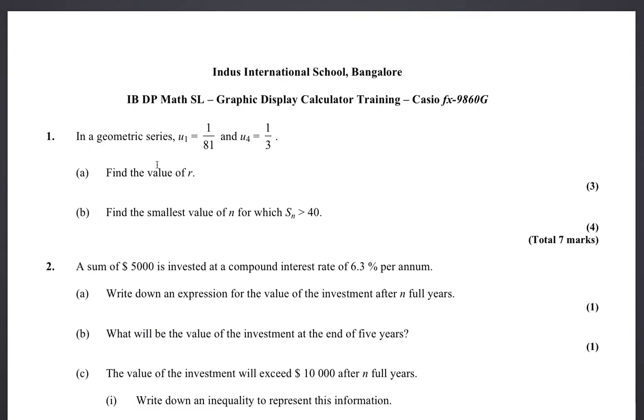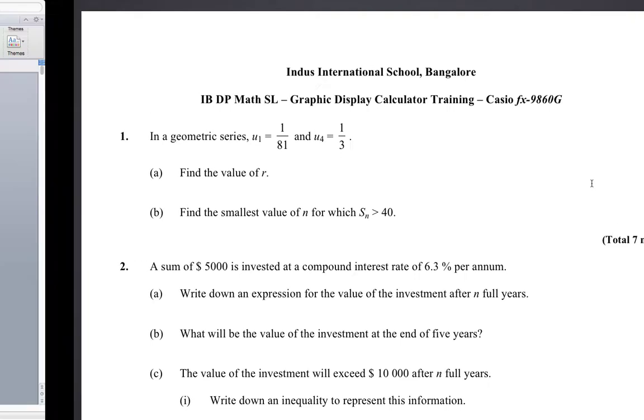In a geometric series, U1 is 1 upon 81 and U4 is 1 upon 3. So the first term is 1 upon 81 and U4 is nothing but the fourth term. Find the value of R. You can see it is a 3-mark question. So let us look at the mark scheme.